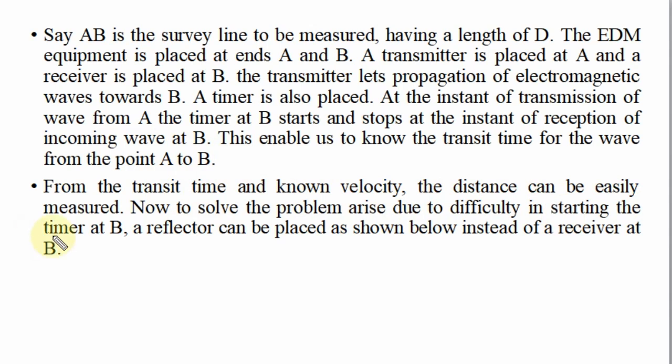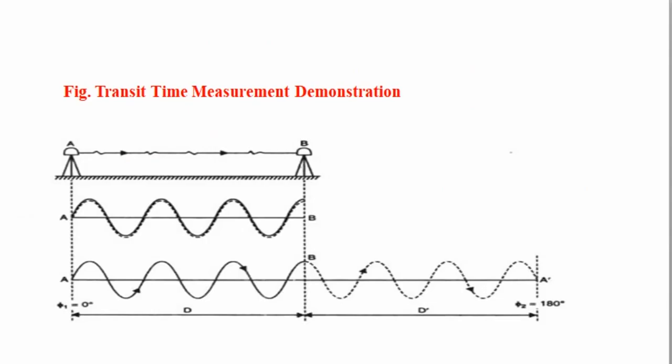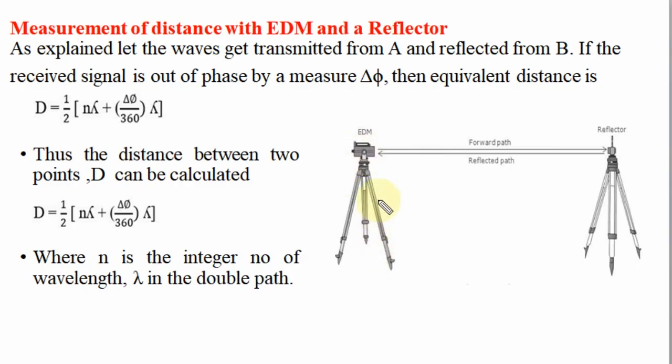Now, to solve the difficulty in starting the timer at B, a reflector can be placed as shown below instead of the receiver at B. So, here you can see directly this is an EDM and this is a receiver reflector. The electromagnetic wave is reflected towards the receiver. It can be received and again sent back to the instrument, that is, again to the EDM instrument. So here the EDM transmits the electromagnetic wave toward the reflector. The reflector again transmits toward the receiver of your instrument. So you get the distance between A and B.